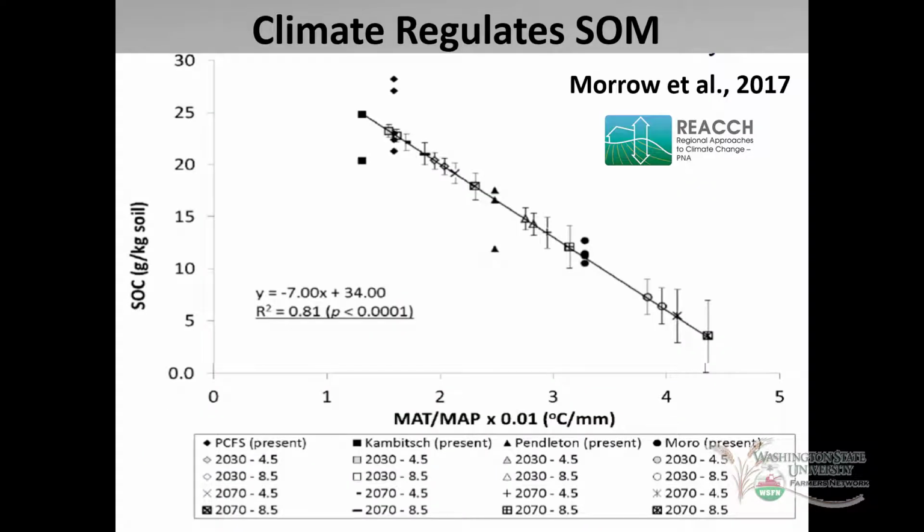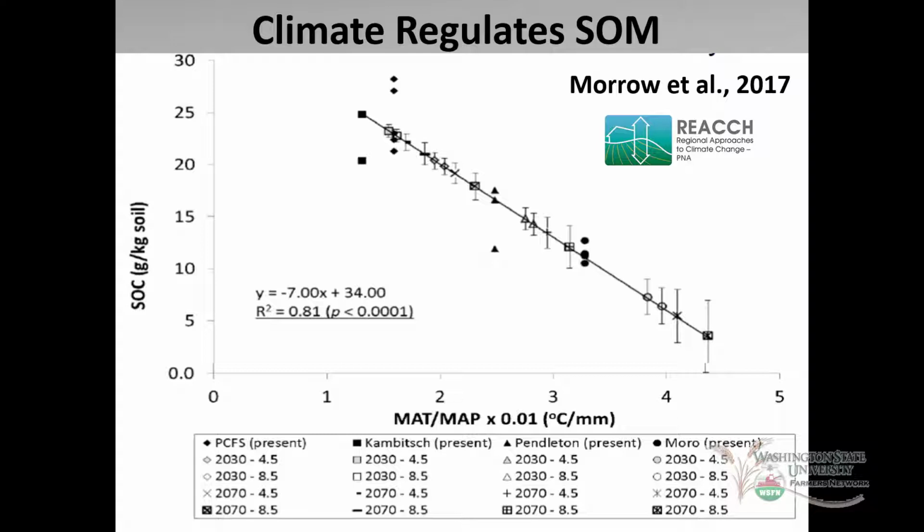And I put this slide in here because it's not just management, not just us folks. As we look at the climate that we have, in this case, this is the mean annual temperature divided by the mean annual precipitation. Okay, so that's the driver. If you just look at that ratio, it's called the climate index, and it's highly related to how much soil organic matter we have. So this is from the dry locations right onto the wetter locations.